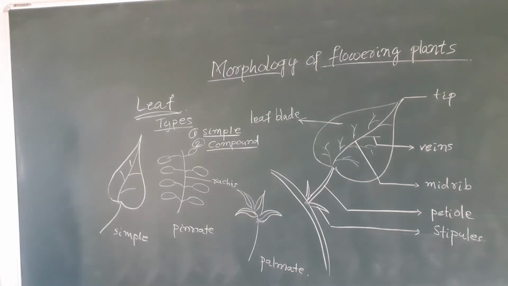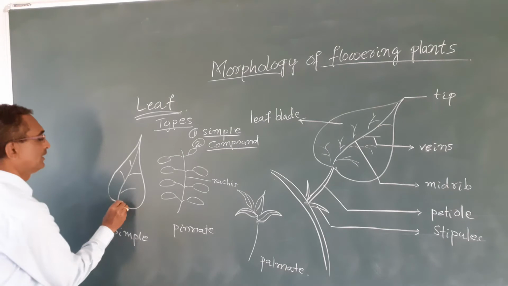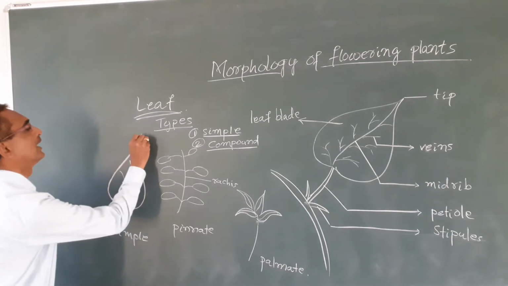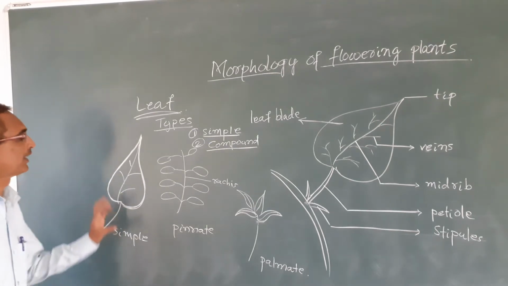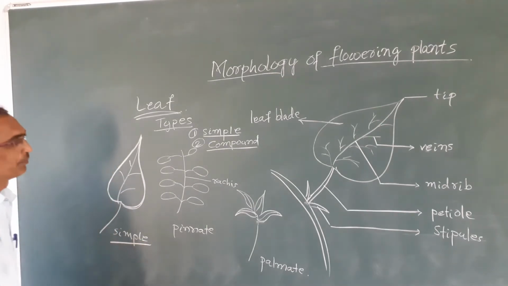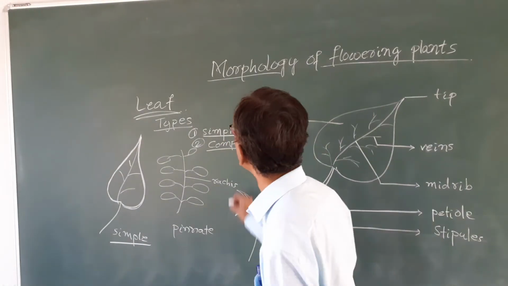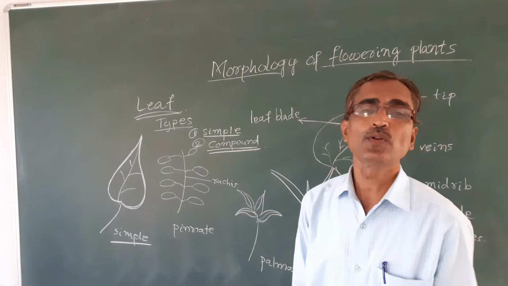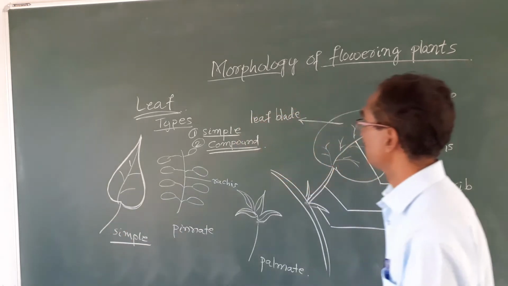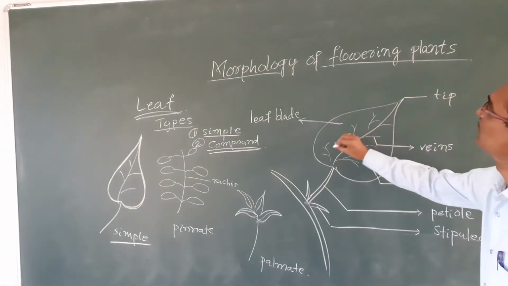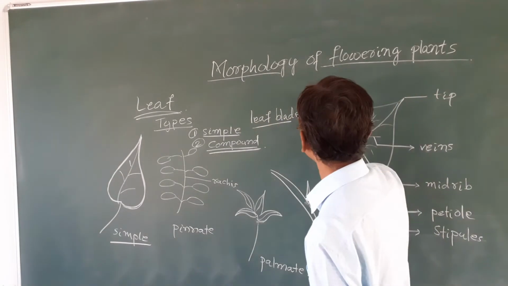So in the simple leaf, what happens? The lamina or the leaf blade is not fragmented or divided. That is known as a simple leaf. And the next one is a compound leaf. The flattened structure of the leaf is called a leaf blade or lamina.